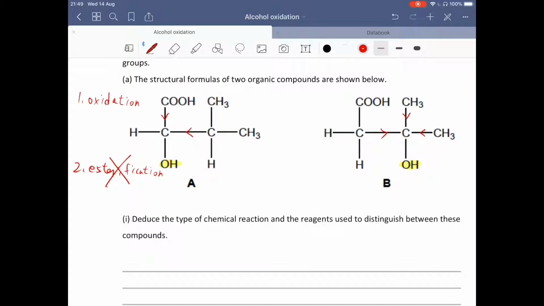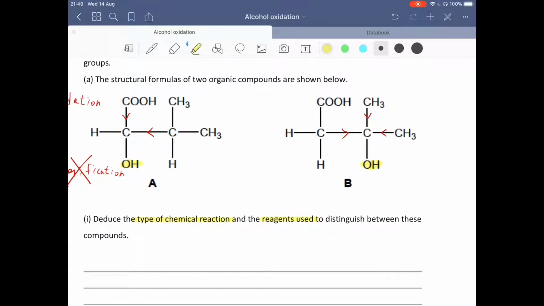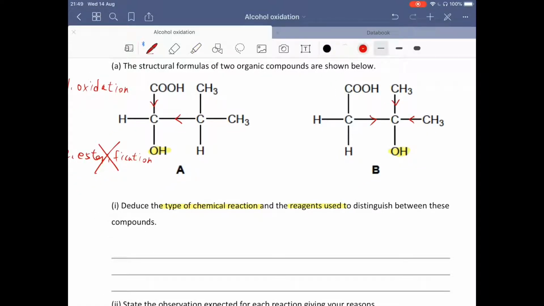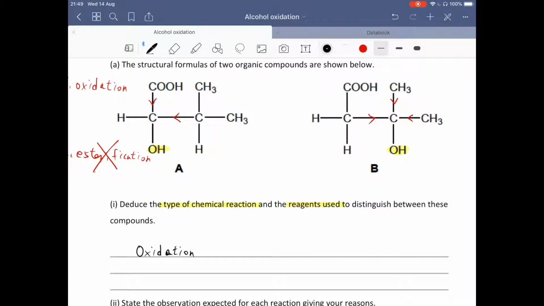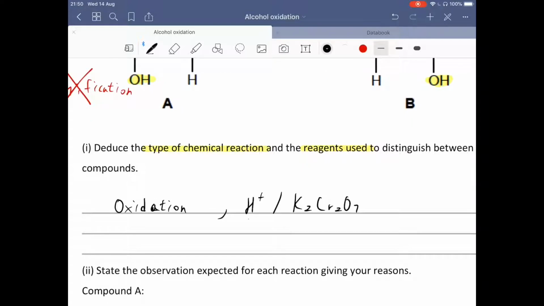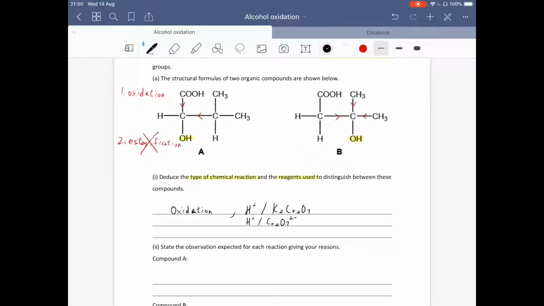Let's look at part 1 of the question. Deduce the type of chemical reaction and the reagent used to distinguish between these two compounds. For the first part, we can write down that the reaction is an oxidation reaction. For an oxidation reaction, we have to add the oxidizing agent, and that's the reagent used. You should know the reagent is the oxidizing agent, which is acidified potassium dichromate, or you can write acidified dichromate ion. So that's all for part 1.